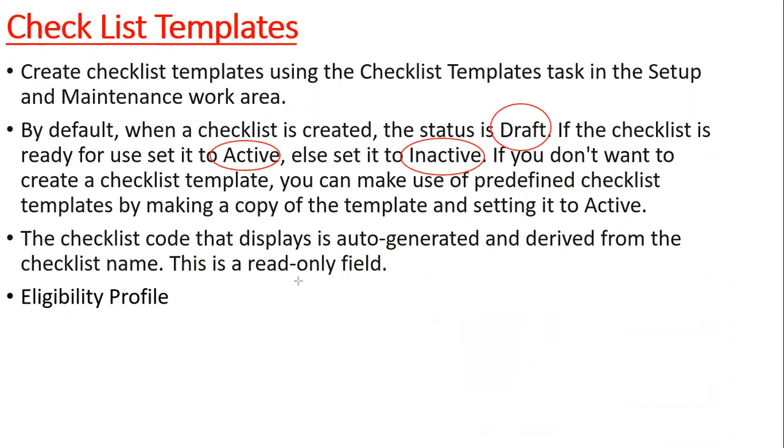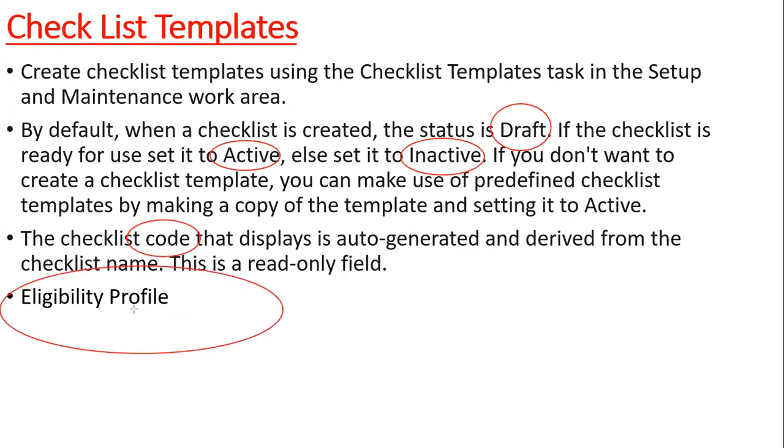Whenever we are creating the checklist, the code will be generated automatically, which is used to identify the checklist uniquely. This is useful because when we are writing queries in BI reports, or calling the checklist in a workflow notification, we can call it by using the checklist code instead of the checklist name. That's the advantage of the checklist code.